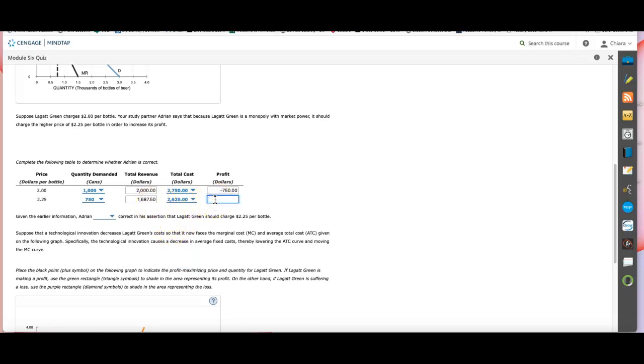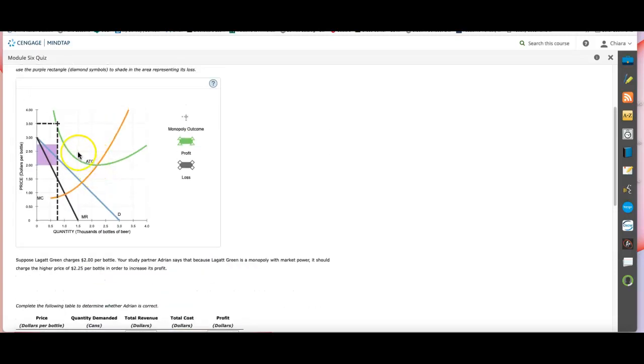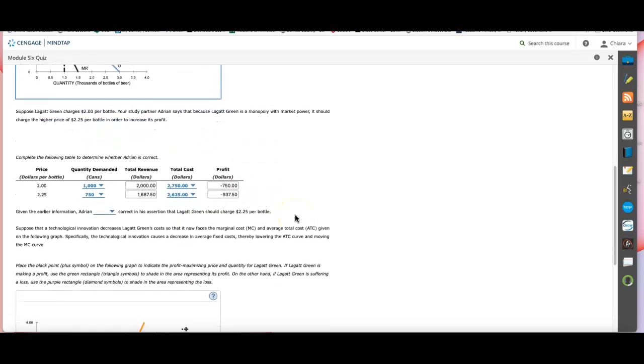Now I can calculate my profit, and it's 1,687.5 minus 2,625 equals minus 937.5. Now I need to remember to put this back where it was. Otherwise, I'll get an incorrect answer when I go get my grade.